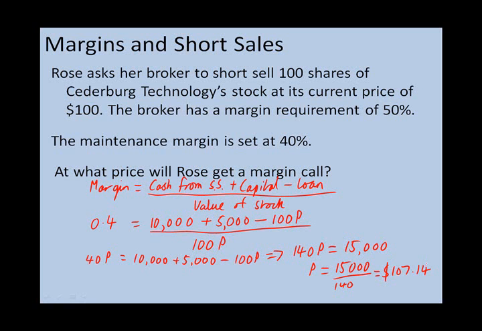Rose could avoid a margin call by using a stop buy order. So Rose may be concerned about this possibility of receiving a margin call, and so she could place a stop buy order at $105. That would mean if Cedarburg Technology stock rose to $105, as soon as it hit $105, an order would be placed by Rose to buy the shares back at 105, and she could then return these shares to the brokerage. That would mean she's stopped her losses and she would avoid the margin call.